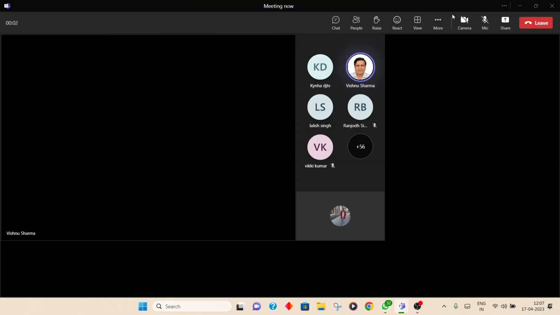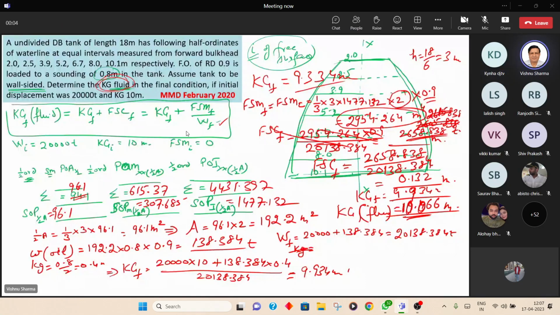The free surface in the tank will be the same at all the soundings, from bottom to the top of the tank. Okay. I just wanted this. Okay. Thank you.